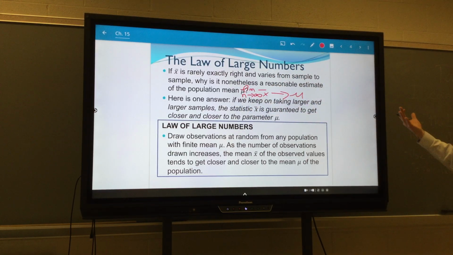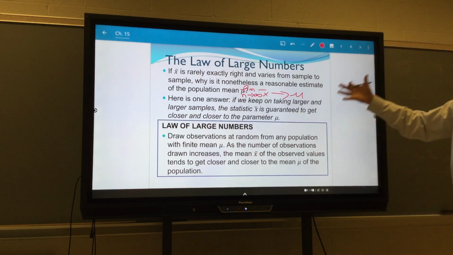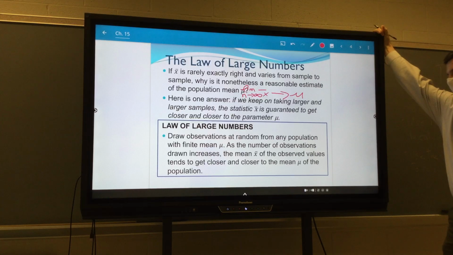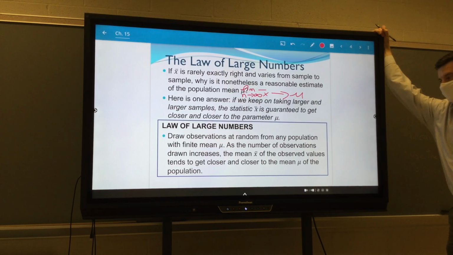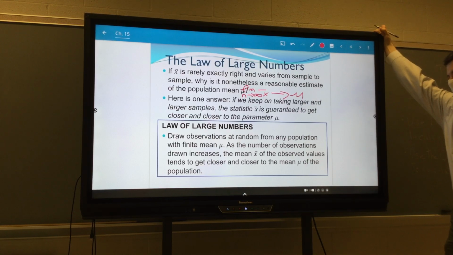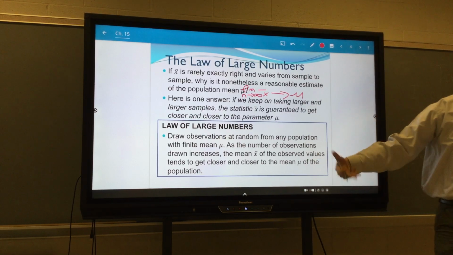So what this law of large numbers is saying: you're drawing observations at random from any population with a finite mean mu. As the number of observations drawn increases, the mean X bar of the observed values gets closer and closer to the population mean.